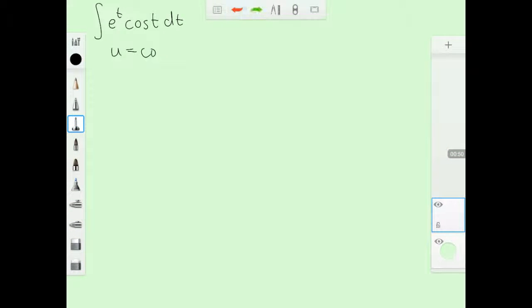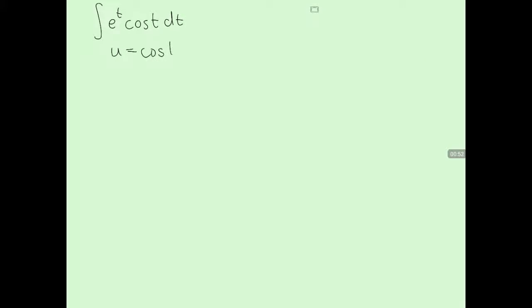But it is a product of e to the t and cos t, so we can see if we can use integration by parts to help us. First we can set u equal to cosine of t, just to see if this works. Now the derivative of u is just negative sine t dt. We have dv equal to e to the t dt, and v equals e to the t.